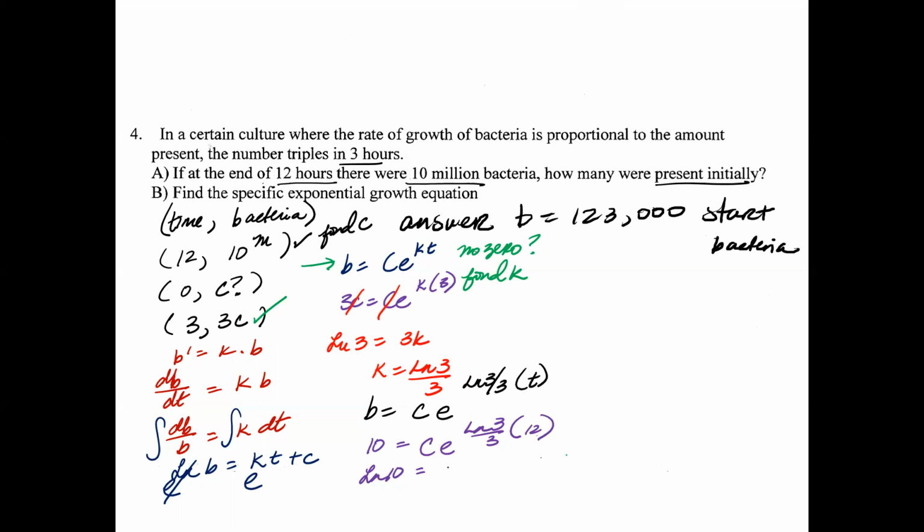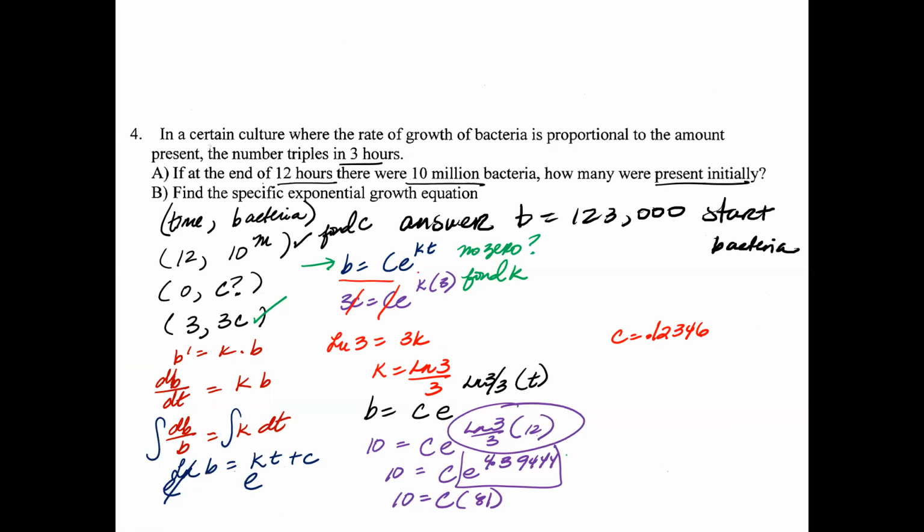Actually, before I do that, let's go ahead and just reduce this down a little bit. CE, this entire piece here, put in your calculator, is going to be 4.394444. Then you're going to plug this in, E to that, this piece right here, is going to give you C times 81. Divided by 81 on both sides, you actually don't need E. I kind of jumped the gun a little bit. C is going to equal 0.12346.